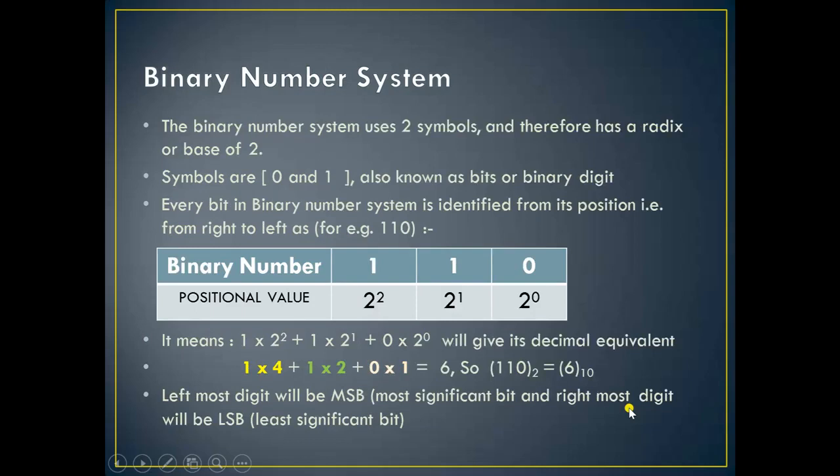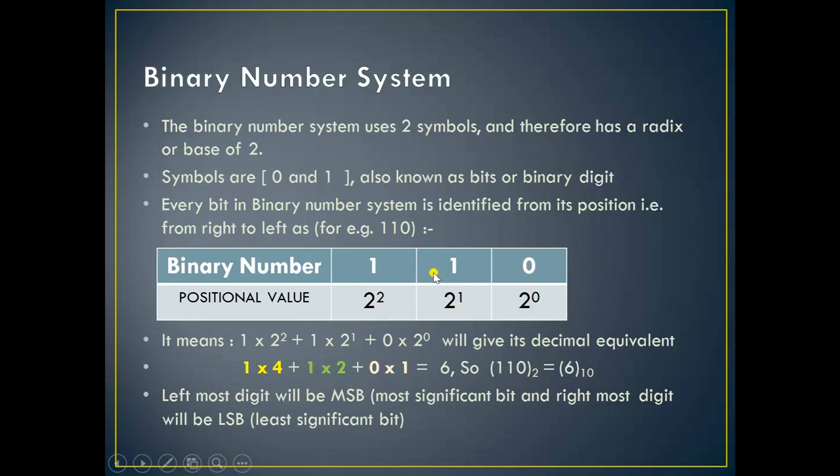Next is your binary number system. In the binary number system, digits are either 0 or 1, and it has a base of 2. The positions are again from right to left. For example, this is the number 110. How will you write the positional values? It will start from 0: 2 raised to power 0, then 2 raised to power 1, then 2 raised to power 2.